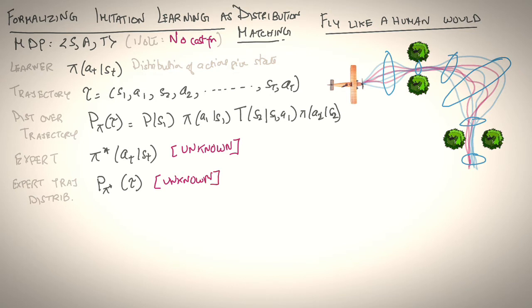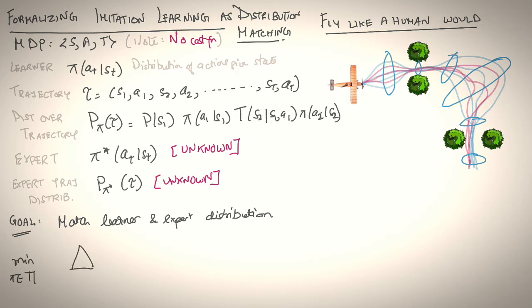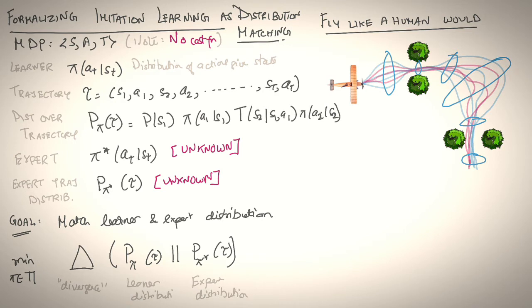All right, so what is our goal? Our goal is to match the learner and expert trajectory distributions. We can formalize this mathematically as solving an optimization, where we are solving for policy pi that minimizes divergence delta between the learner distribution p pi tau and the expert distribution p pi star tau.